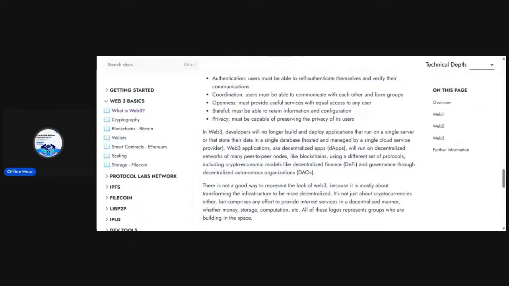There's not a good way to represent the look of Web3 because it is mostly about transforming infrastructure to be more decentralized. It is not just about cryptocurrencies either, but comprises any effort to provide internet services in a decentralized manner, either money, storage, computation. All of these logos represent groups who are building in the space.